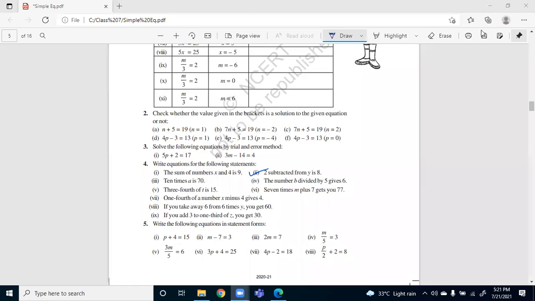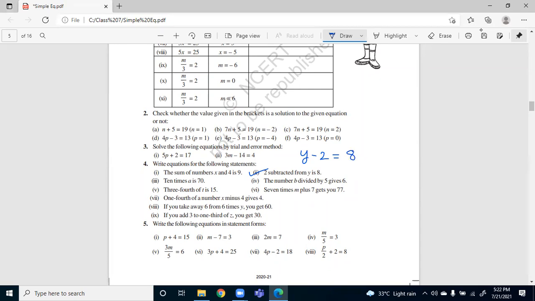Starting with: 2 subtracted from y is 8. So we have to convert this statement into an equation. From y, I will be writing y minus 2, since 2 is subtracted from y. So what is it? y minus 2 is equal to 8.